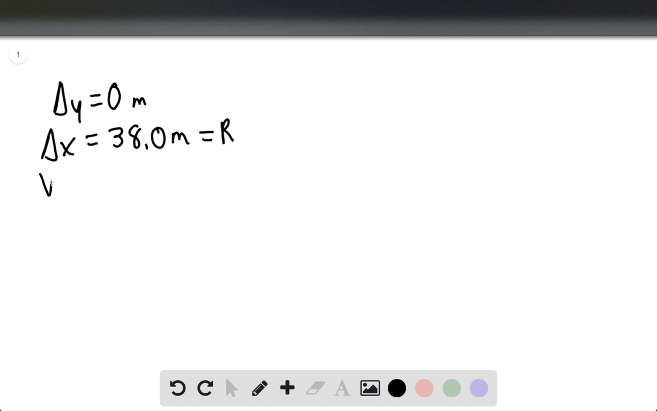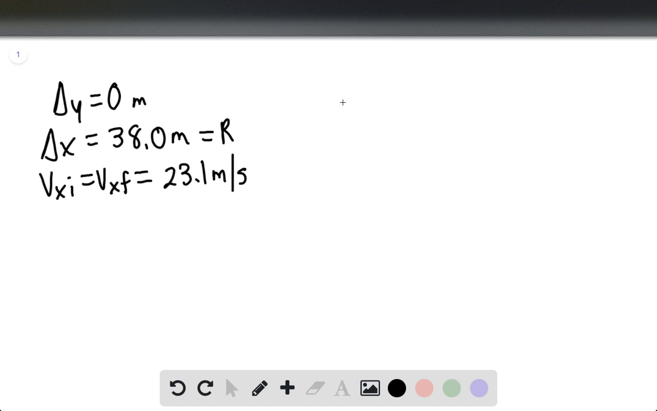So here we know that delta y from the arrow to the target is 0 meters, so we can use the range equation. We know that delta x is going to be equal to 38.0 meters, and this can also be equal to r. We also know the Vx initial, which equals Vx final, is going to be equal to 23.1 meters per second. Again, there isn't any acceleration in the x direction.